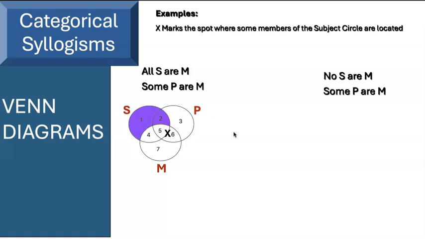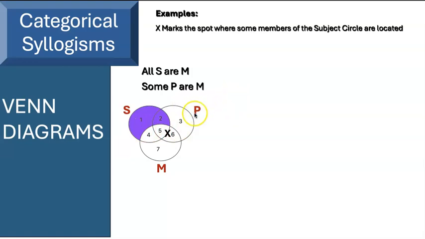Looking at this, what conclusion should we be able to draw from these two premises to see if the argument is valid? Now, technically, the conclusion would be between the two top circles, because the conclusion is between the minor term and the major term. So, what could we draw as a conclusion from this? For this one, we couldn't really draw any conclusion.